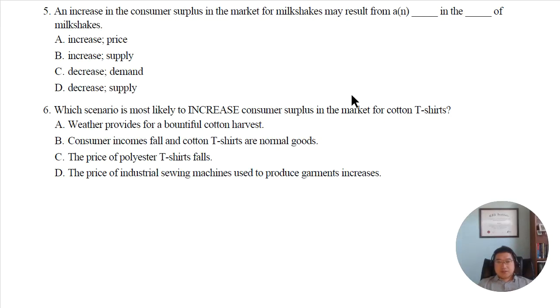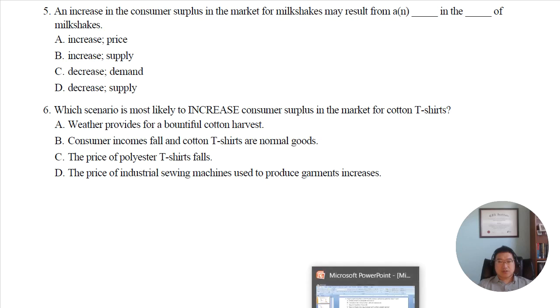Okay, let's continue the discussion of homework 4 for microeconomics. This is question 6 to question 10. Question 6. Which scenario is most likely to increase consumer surplus in the market for cotton t-shirts? Cotton t-shirts. Let's look at our picture.